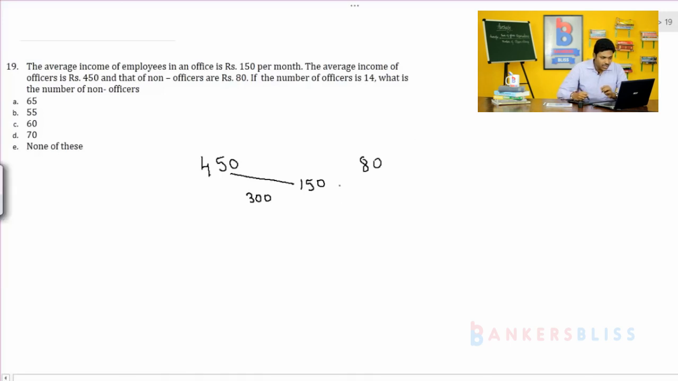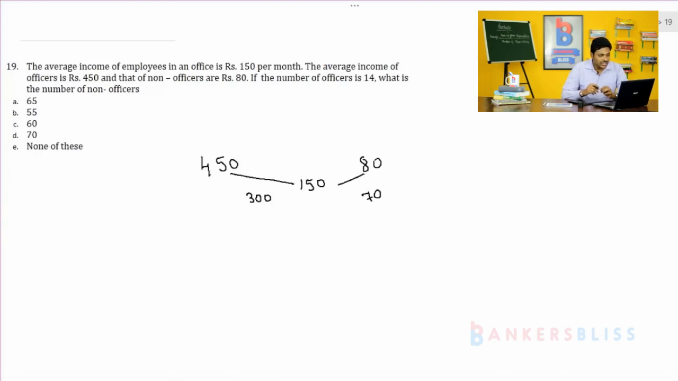The difference between 150 and 80 is 70. So each and every non-officer is receiving 70 to become 150.